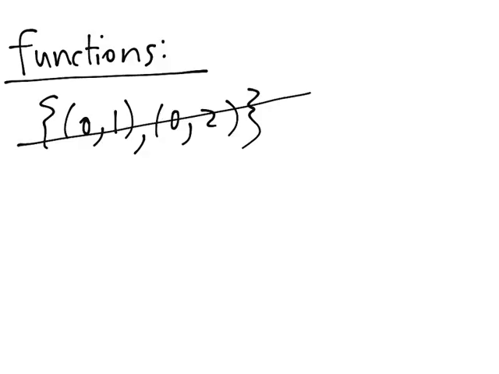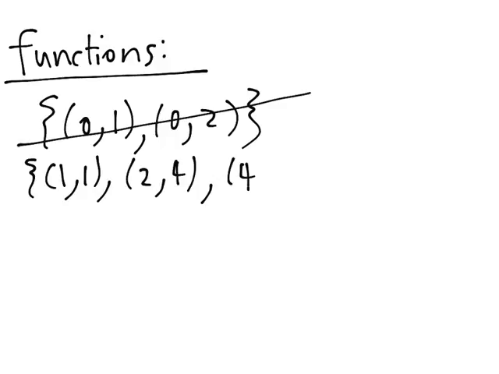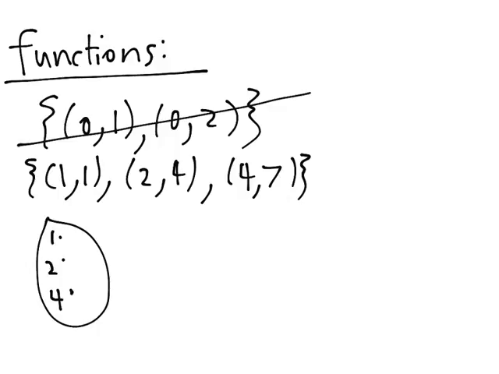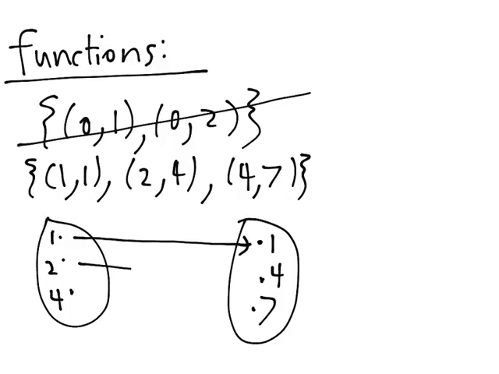Let's look at something that is a function. Say the set containing (1, 1), (2, 4), and (4, 7). We've already seen one way that you can picture a function or any relation, which is by graphing the points on coordinate axes. But for a function, it's often useful to visualize it as a set of points in the domain, 1, 2, and 4, a set of points in the range, 1, 4, and 7, and then arrows pointing from the domain to the range, like this.